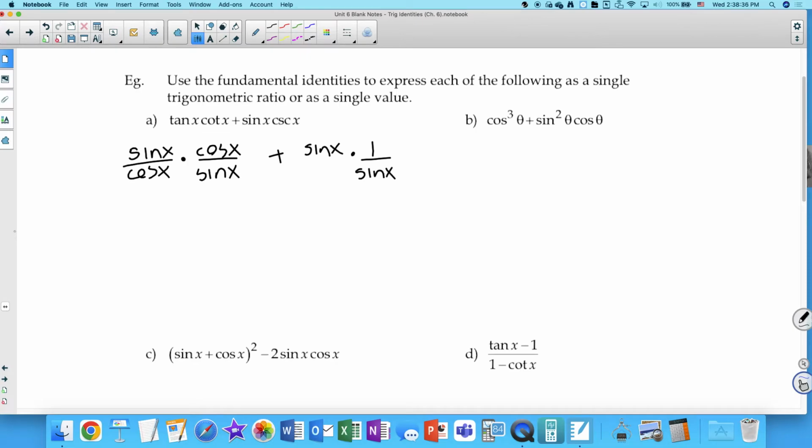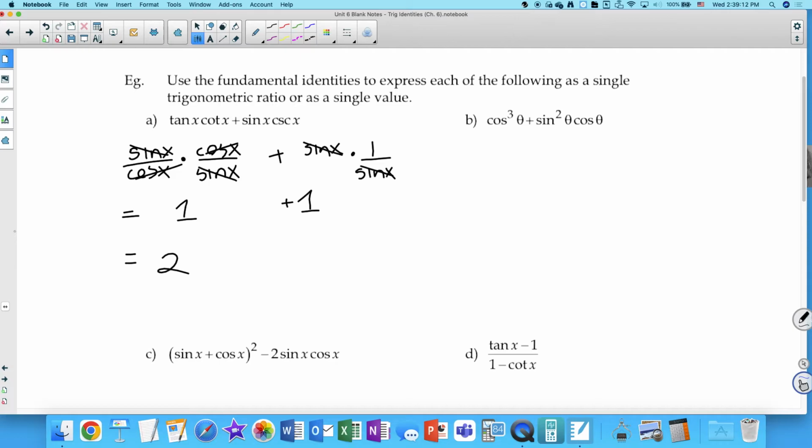Okay, so the first term is actually equal to 1 because these cancel. Second term is also 1. It's sine x over sine x. 1 plus 1. The last time I checked, I think that's equal to 2. So this whole big mess is equal to 2.